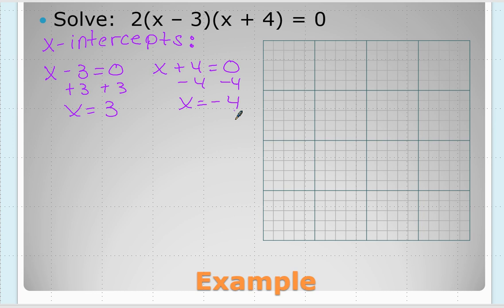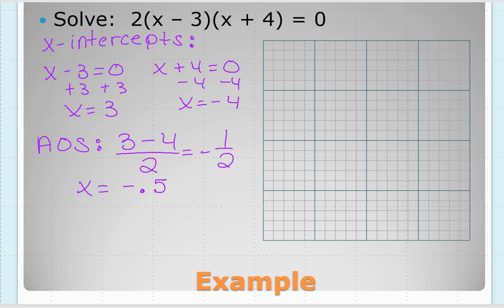Okay, now let's find our axis of symmetry. So I'm going to take 3 minus 4 and divide it by 2. It's the halfway point. So our axis of symmetry is negative 1/2. So x equals negative 0.5.